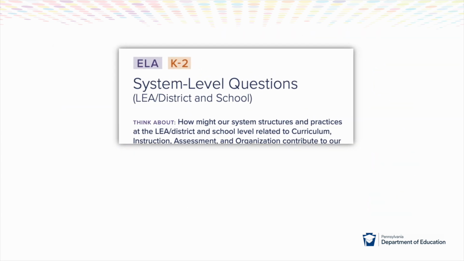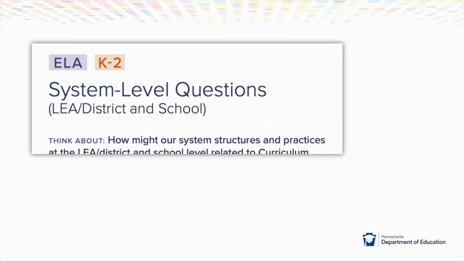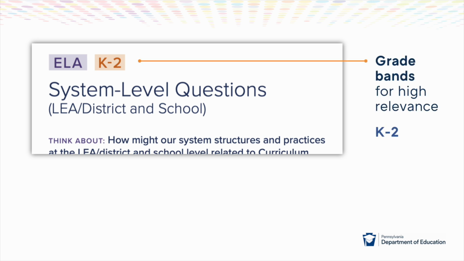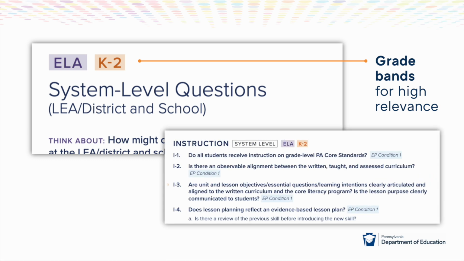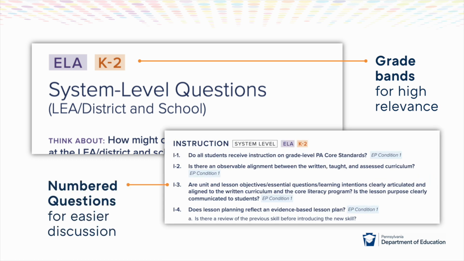Within both of these sections, the school section and the teacher section, the questions are organized into grade-level bands: K-2, 3-5, 6-8, and Keystone. Each question is numbered so that they're easy to reference and discuss as a team, but the numbering is not intended to sequence them in any particular order.